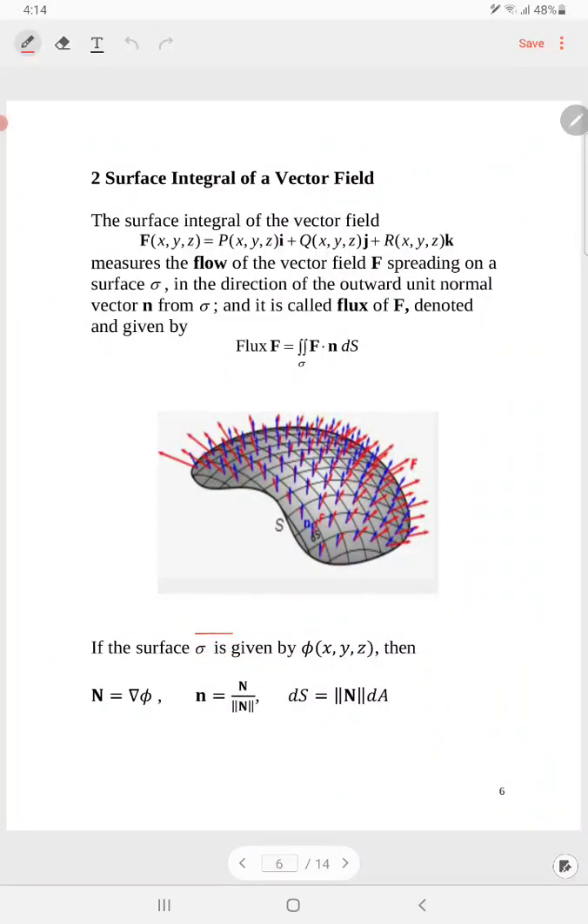In the previous video, I showed you that when you write surface sigma as a function phi of x, y, z, then the gradient of phi, or del phi, is equal to the normal vector to the surface. The normal vector divided by its magnitude is what we call the unit normal vector, and the relationship between dS and dA is dS equals the magnitude of the normal vector times dA. I've explained this in the previous video.